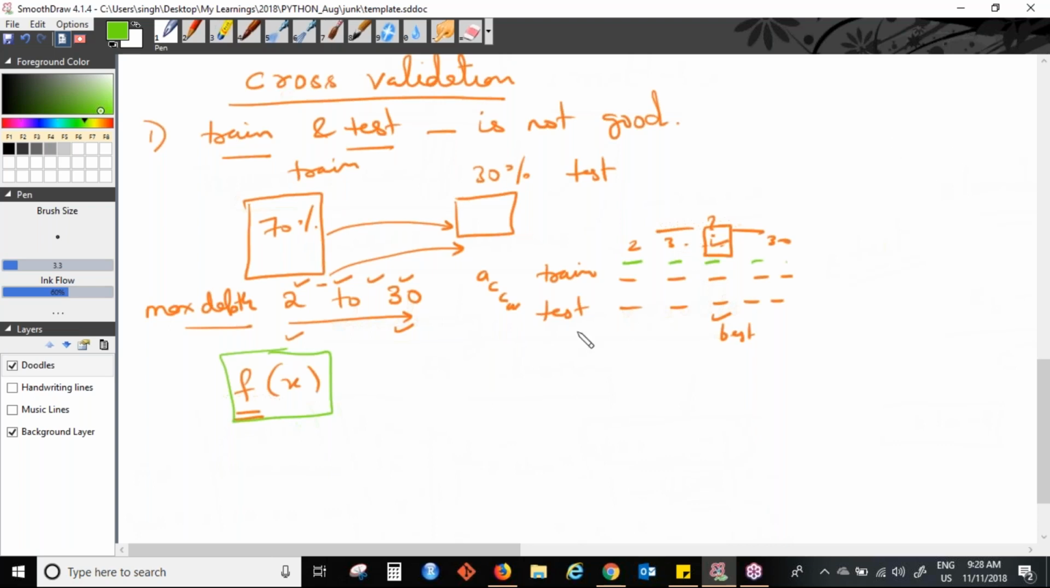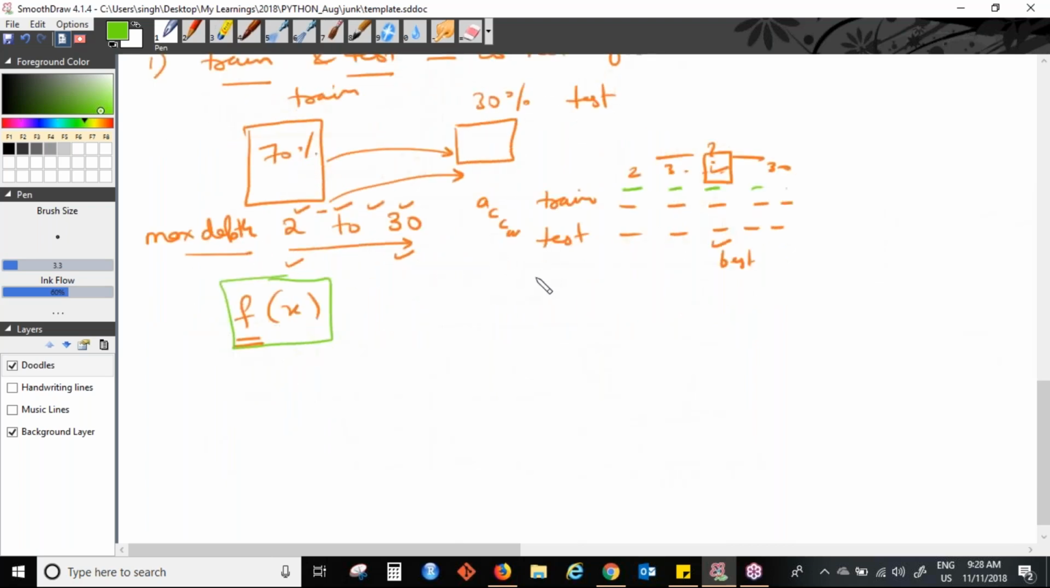Okay, now what is the problem here? The problem is that we are going and looking into the test data and then deciding what is the best value of max depth, which should not happen. It is like going to the exam, looking at the questions and then deciding that okay, I will study like this. You will not be allowed to do that. Do you follow? You will not be allowed to go to the exam, look at the questions, and then come back and change your mode of preparation.